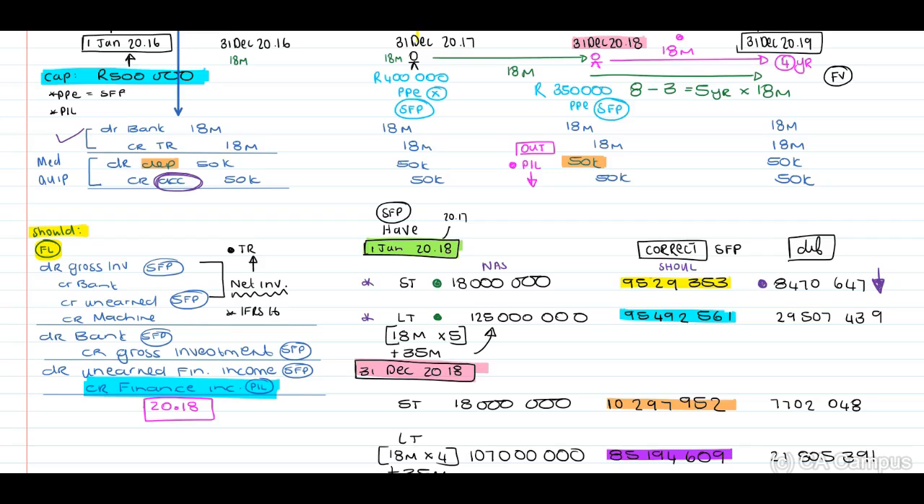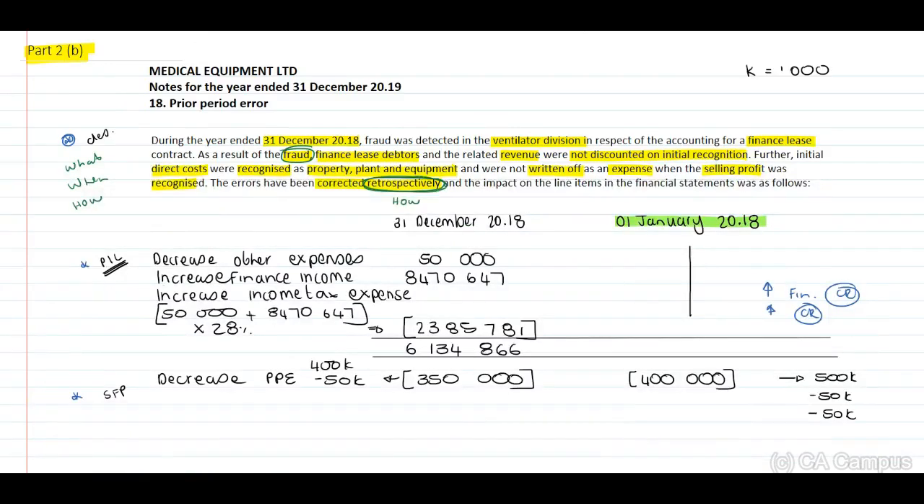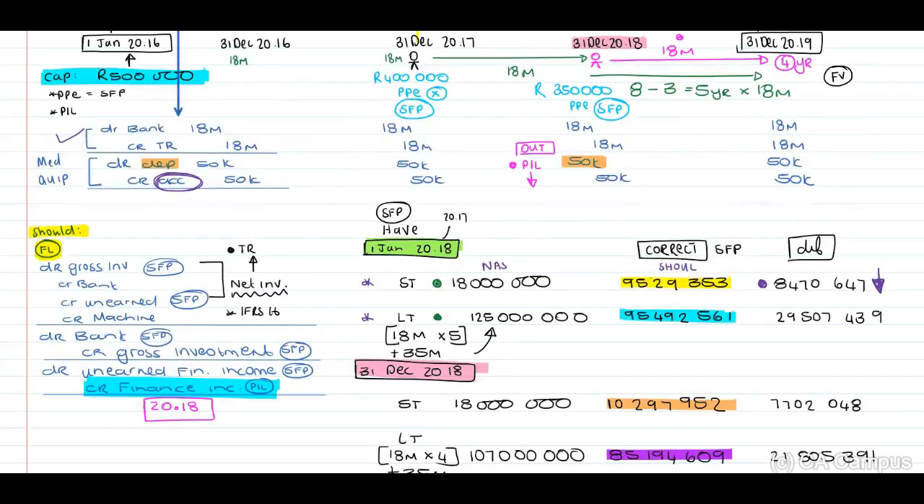Okay, you with me, guys? In our note, we need to indicate that there will be this decrease. Let's say decrease in the short term. Please write this out, guys, otherwise you're not going to get your communication skills marks. Short term net investment, or you could have used finance lease data, and this will be a decrease to the value of 8470647. Guys, the same principle will apply for your 20.18 year end. Remember, when you look at this, it was 18 million. It should be 10,2.